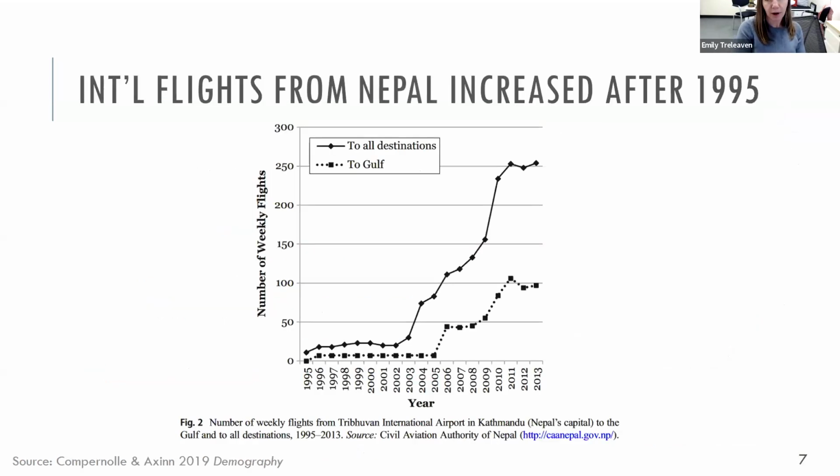There was a legal change in Nepal in 1985 that first permitted international migration. And I'll note that the international flights from Nepal increased after 1995 when the CVFS was started. So international migration in the early years of the CVFS might have been more difficult, but we saw a jump in international flights in the mid to late 2000s, and that's what really enabled international migration, particularly to the Persian Gulf. So this is a figure put together by Nell Compernolle and Bill Axinn in a 2019 article that was published in Demography.